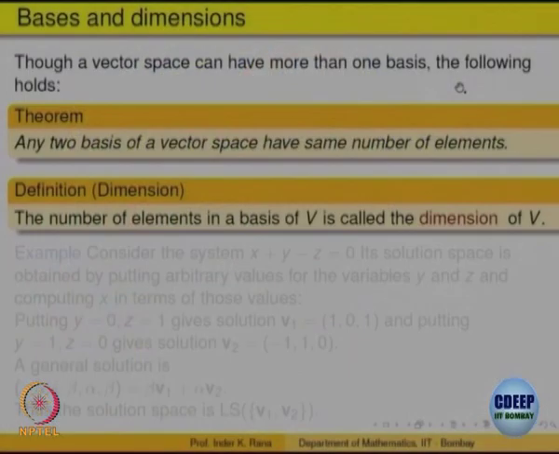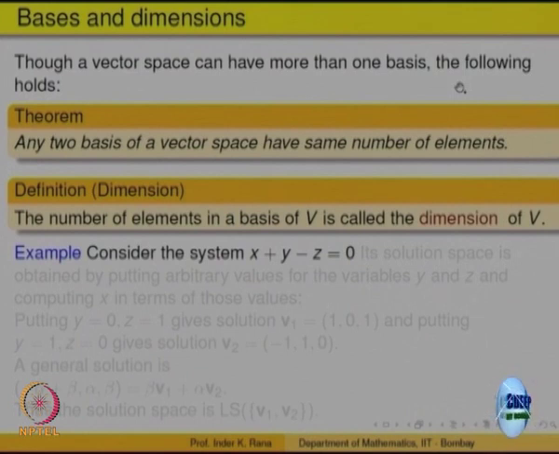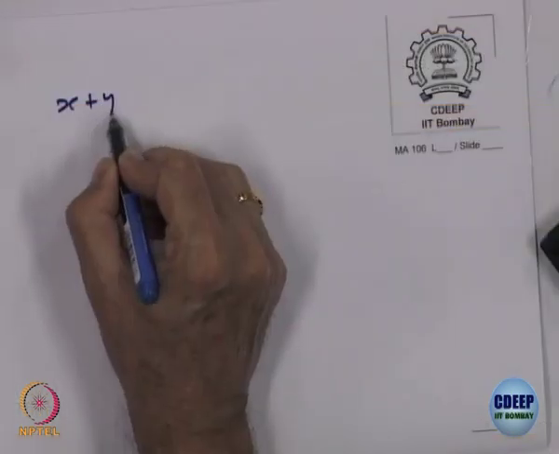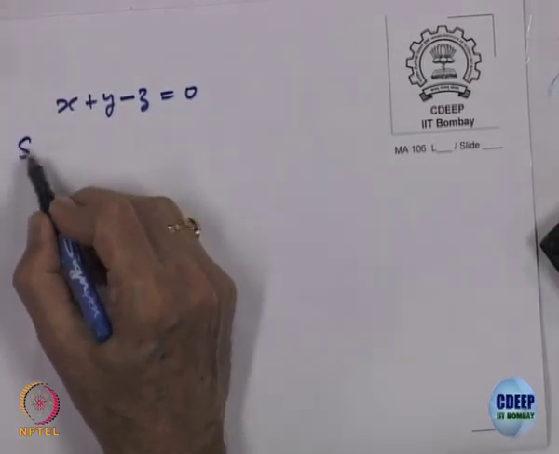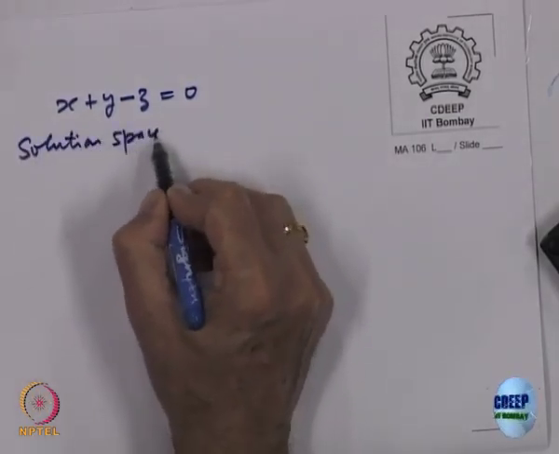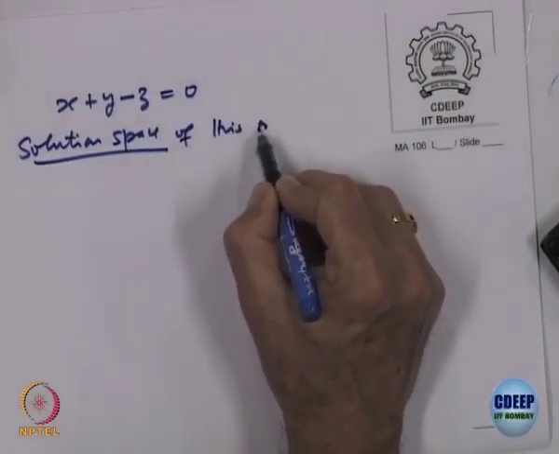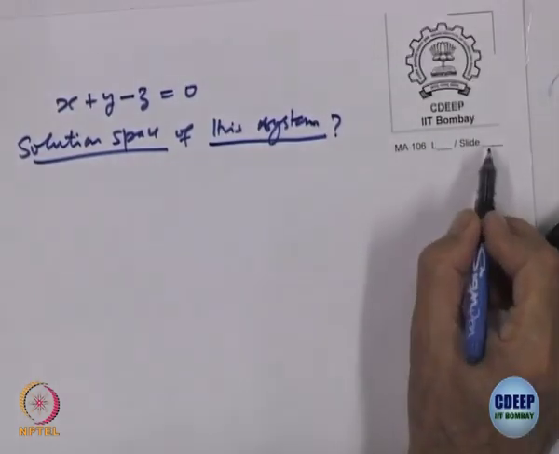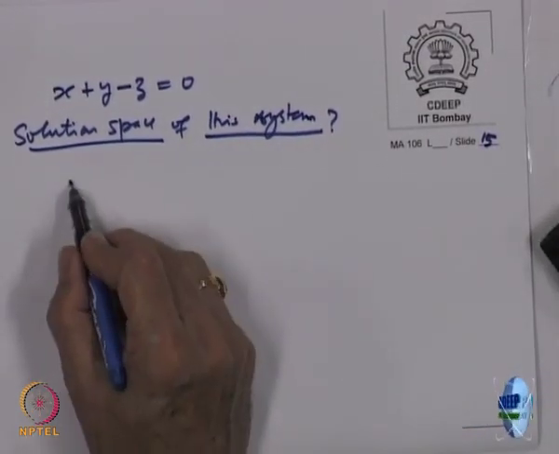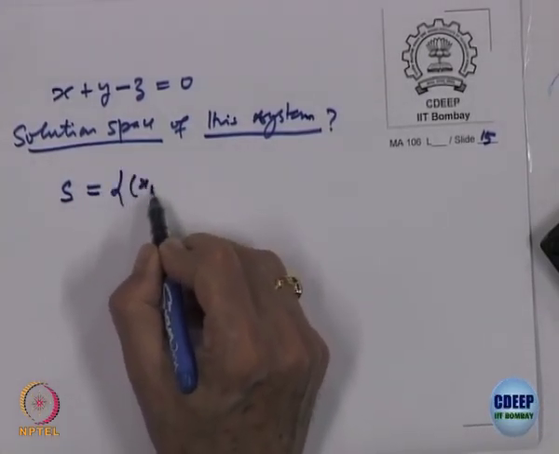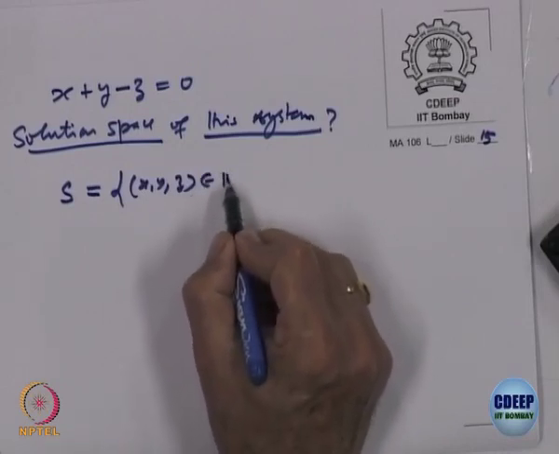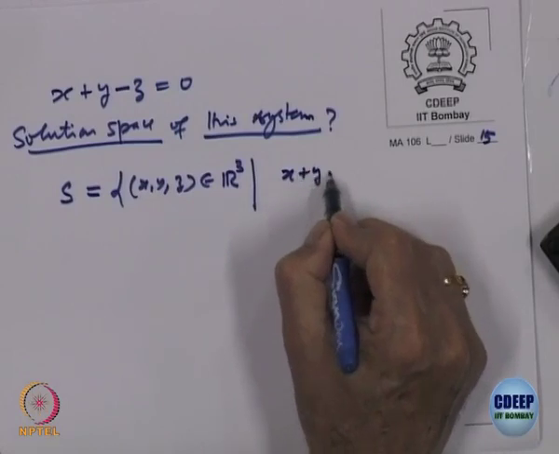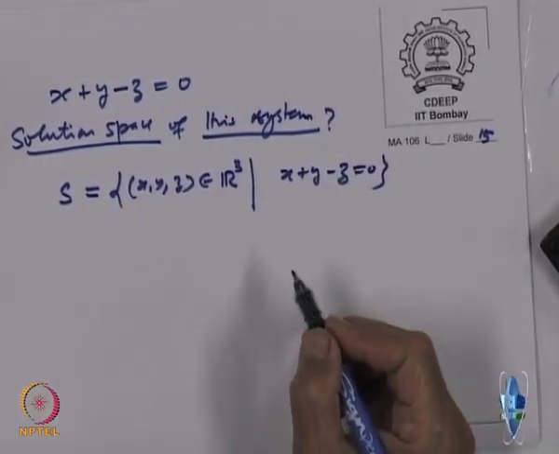So, let us look at some more examples. Consider the system x plus y minus z equal to 0. We want to look at the solution space of this system. What is the solution space of this system? What does solution space mean? It is a set S of all (x, y, z), if I write it as elements of R3, there are three variables, such that x plus y minus z is equal to 0, right. As a set, I can write this.